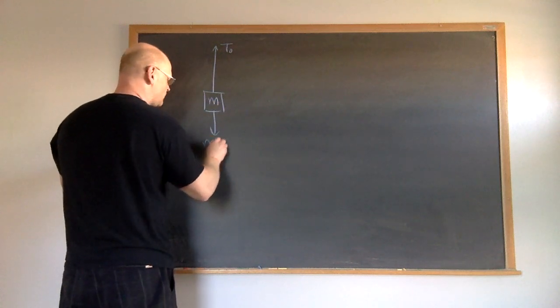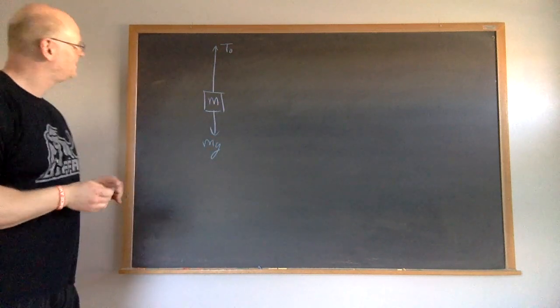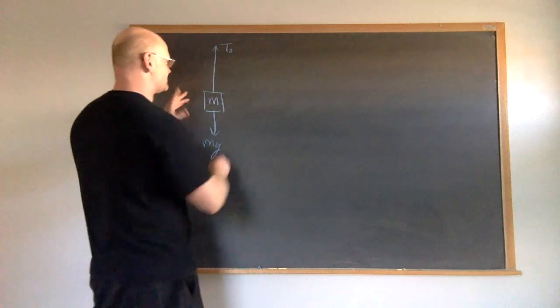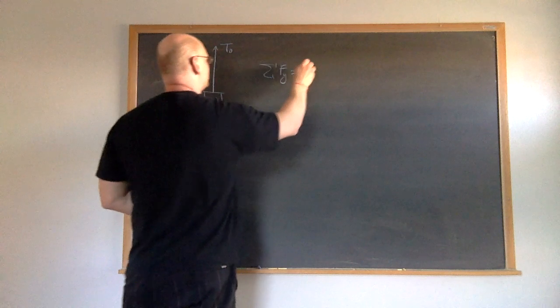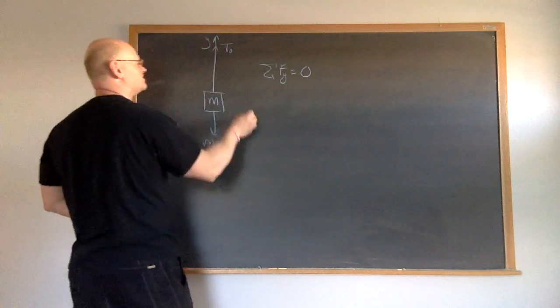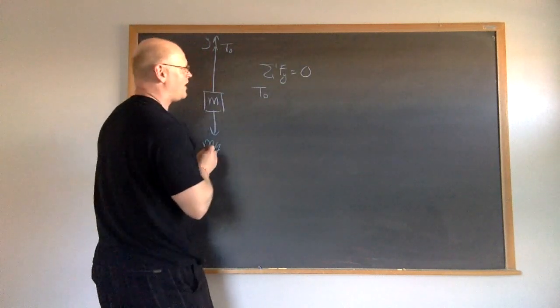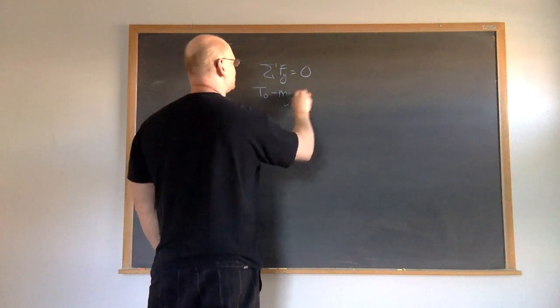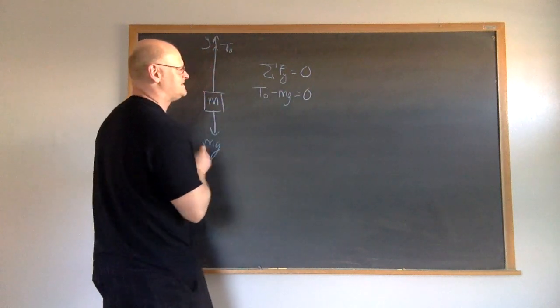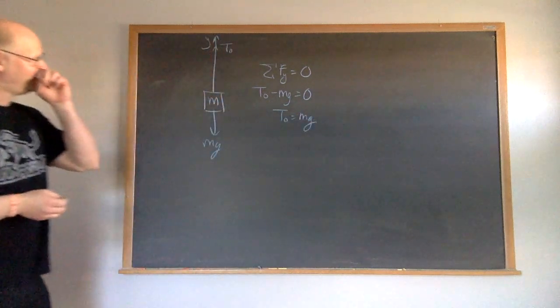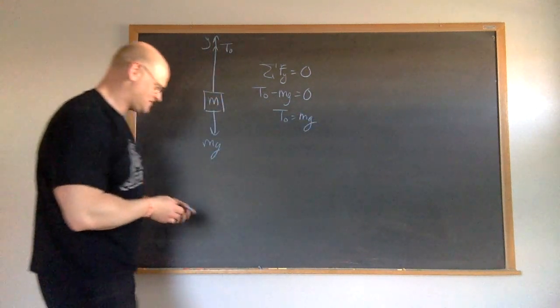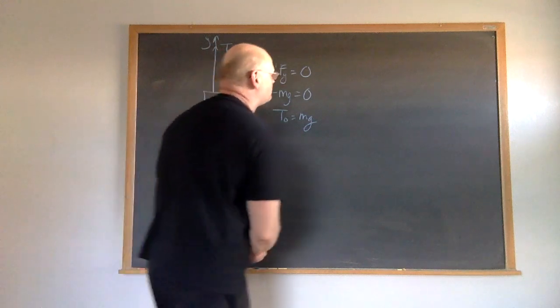So you have mg pulling downward. In this case, what has to be true? This is a static situation, so the sum of the forces in the y direction is equal to 0. Let's simply call this the y direction. This tells us that the tension out of the fluid minus the weight is equal to 0. So that means the tension out is simply equal to the weight. Then what he's doing is putting it into the fluid.